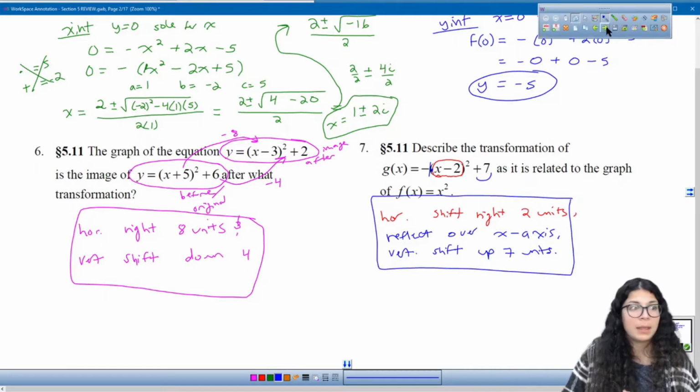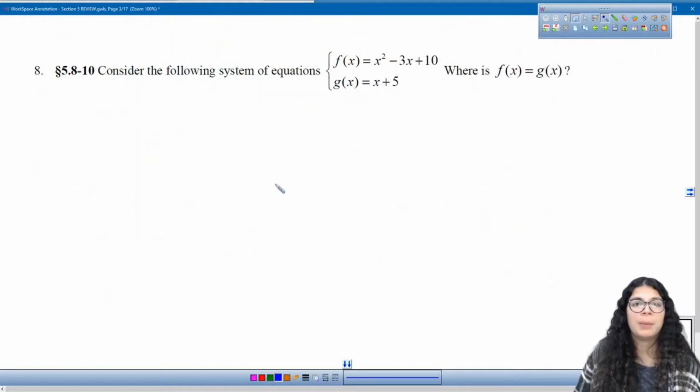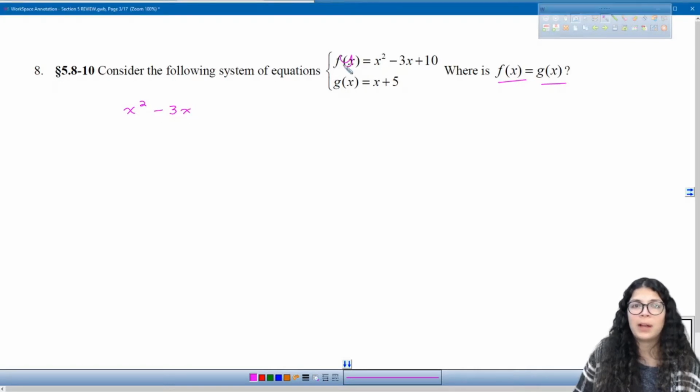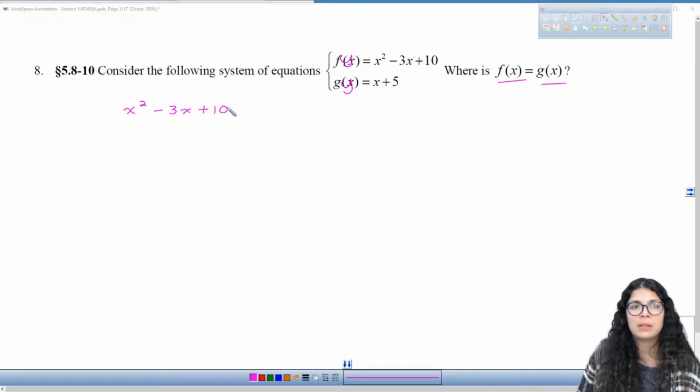All right, let's move on to number 8. So on number 8, we need to consider the system of equations, and they're asking where is f of x equal to g of x. So let's go ahead and set f of x to equal g of x. We need to find where the two functions meet. So I'm going to set this y value equal to this y value, and that will give me the solution to the system.